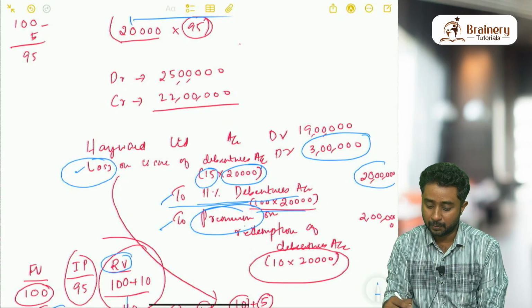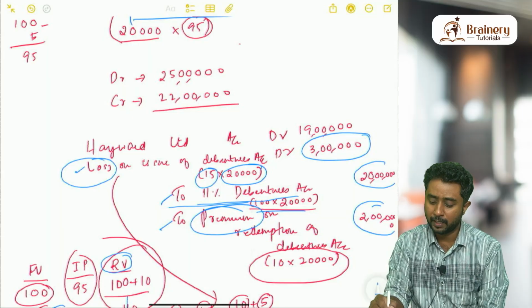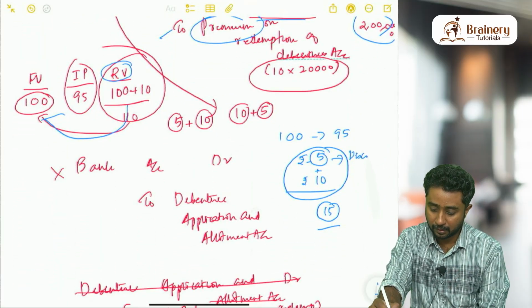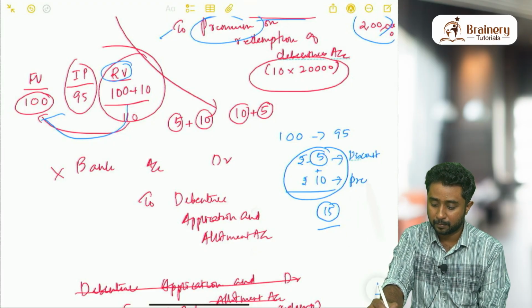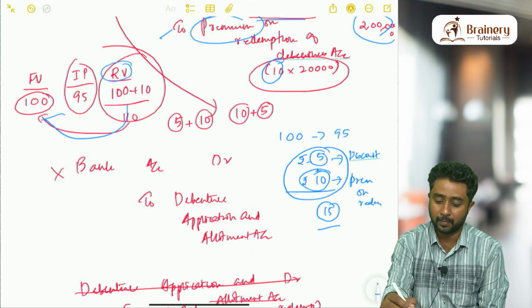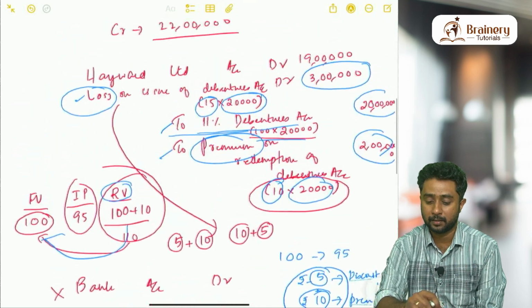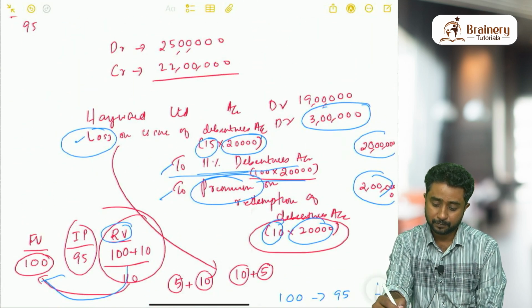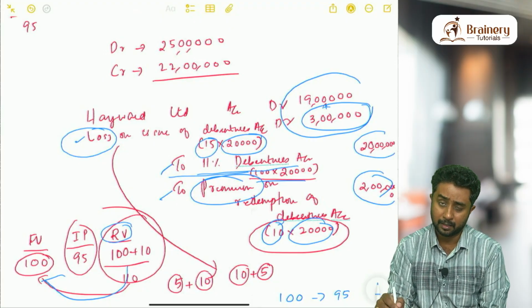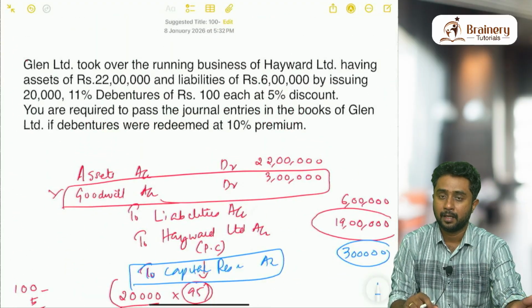The next amount that you have to write is Premium on Redemption of Debentures Account, which is 2 lakhs. As you know, we found the premium on redemption separately. This is the discount, this is the premium on redemption. So the premium on redemption is 10 rupees. We multiply 10 with 20,000 debentures, which gives us 2 lakh rupees. The 2 lakh is also mentioned there. And when we check the totals, the debit column total will be 22 lakhs and the credit column total also will be 22 lakhs. I hope I made these calculations and the case clear to you.